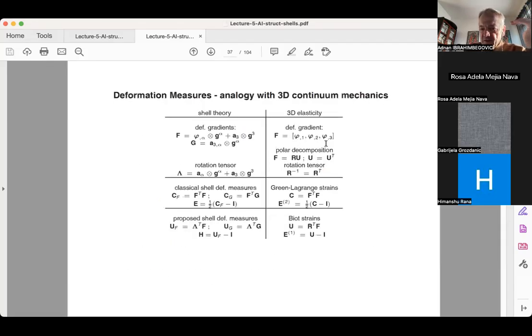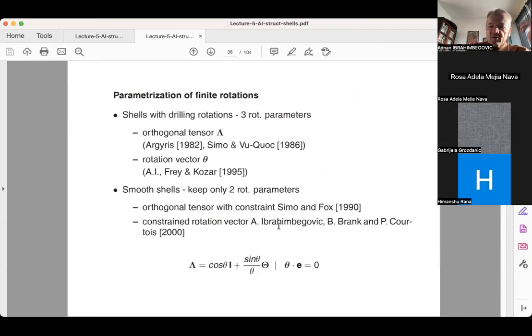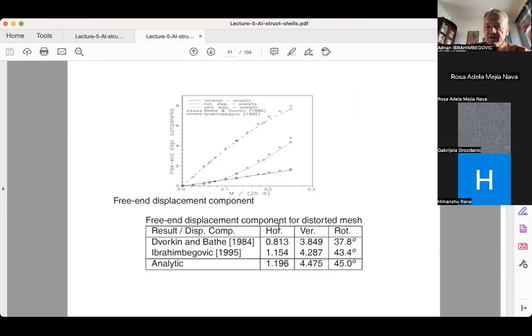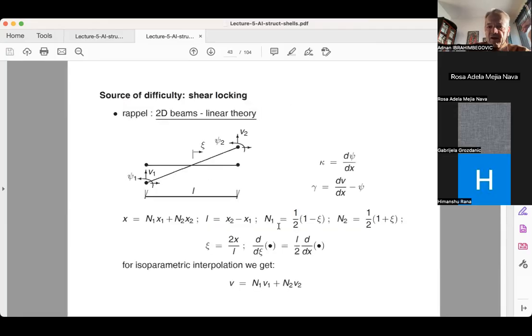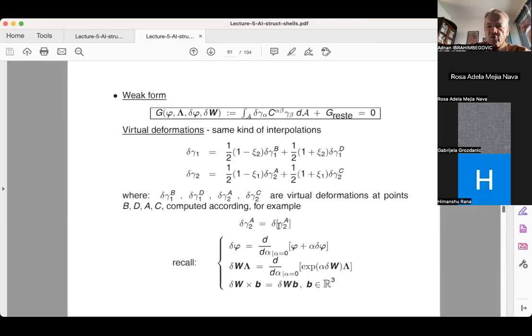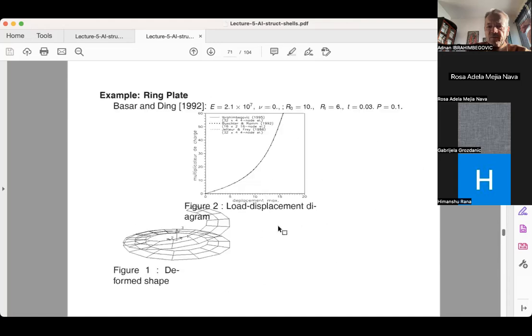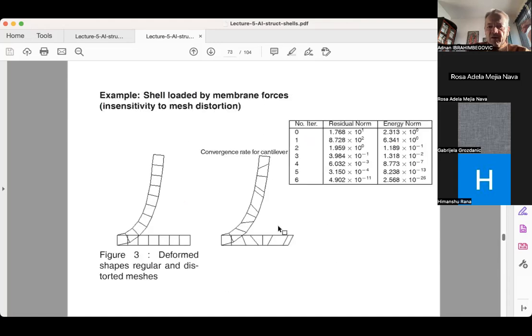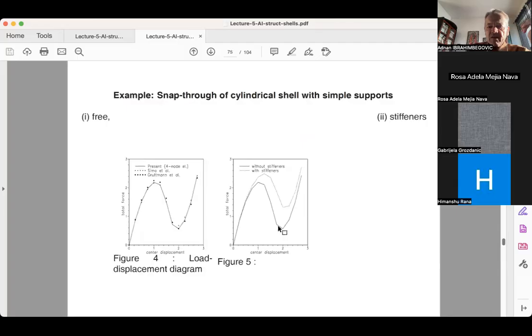If you compare this with 3D elasticity, where this is the deformation gradient, the classical shell theory is more like using Green-Lagrange strain, whereas this proposed shell theory is using something like Biot strain. And you can do that there. Then you linearize and you can get very good behavior, handling large rotation, getting rid of the locking, and then you have nice results.